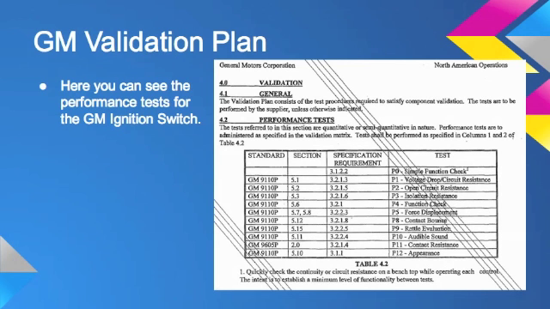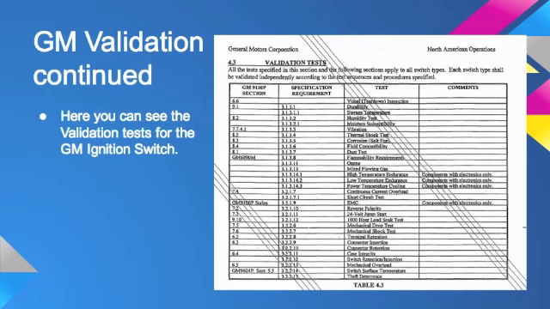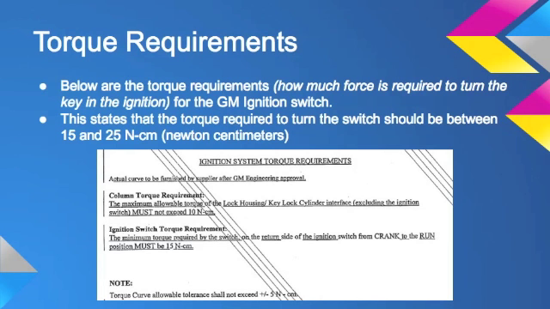In my research, I found the GM validation plan, which includes the performance steps, tests here, and the validation tests located here. In the specification document, I found the torque requirements, or how much force was required to turn the key in the ignition for the ignition switch. As you can see, this states that the torque required to turn the switch should be between 15 and 25 Newton centimeters, with an allowable tolerance of plus or minus 5.